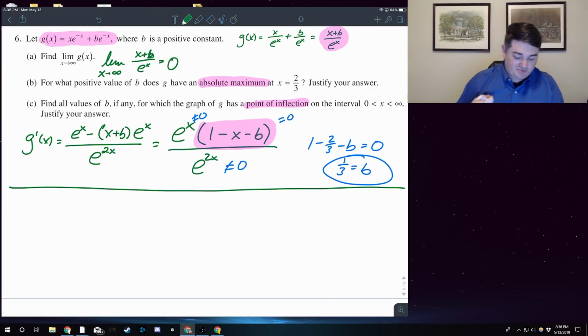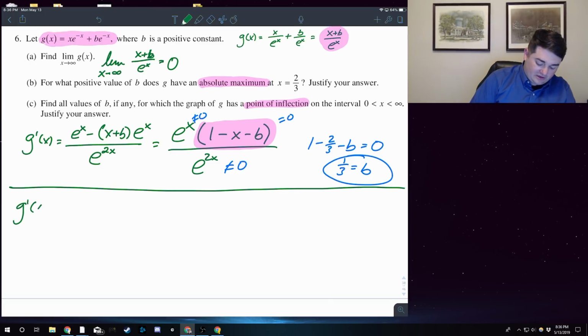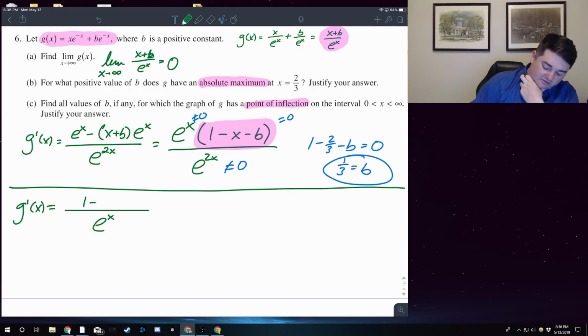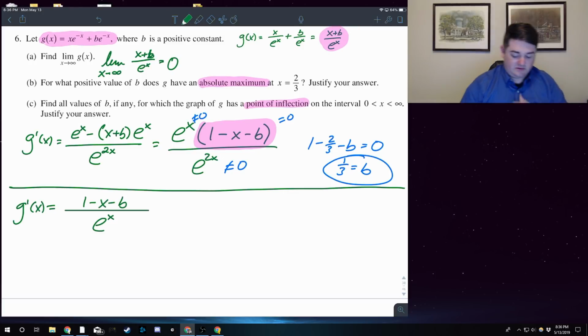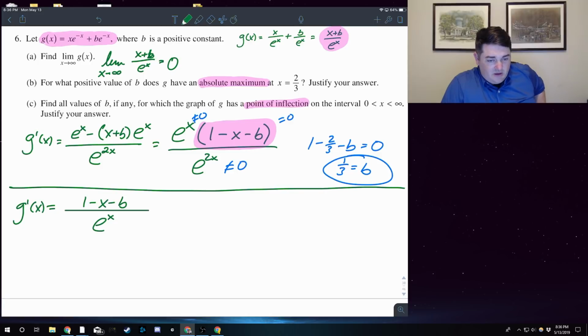If I take g prime of x that I just solved for, again, I'm just going in blind here, so you get to see my thought process. e to the x over e to the 2x simplifies, leaving me with e to the x on the bottom, and I've got 1 minus x minus b on top. So I think I'll take a derivative of this, again, using the quotient rule.